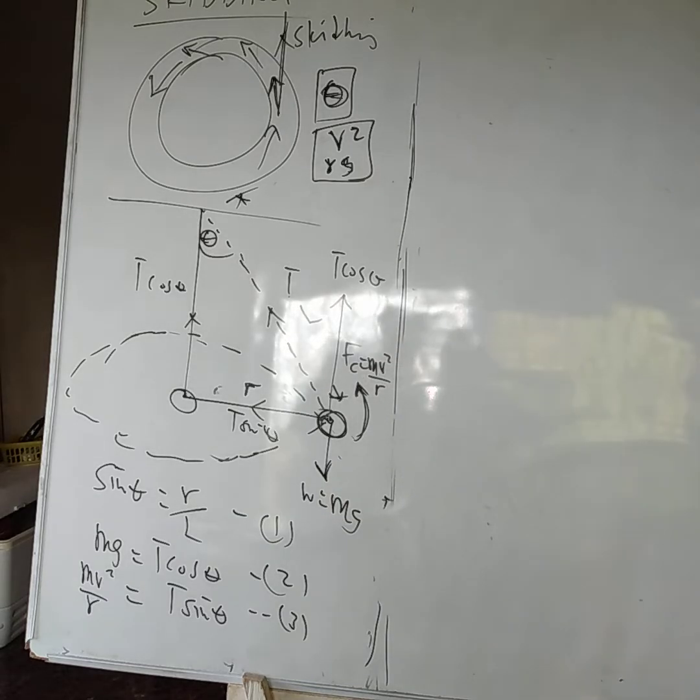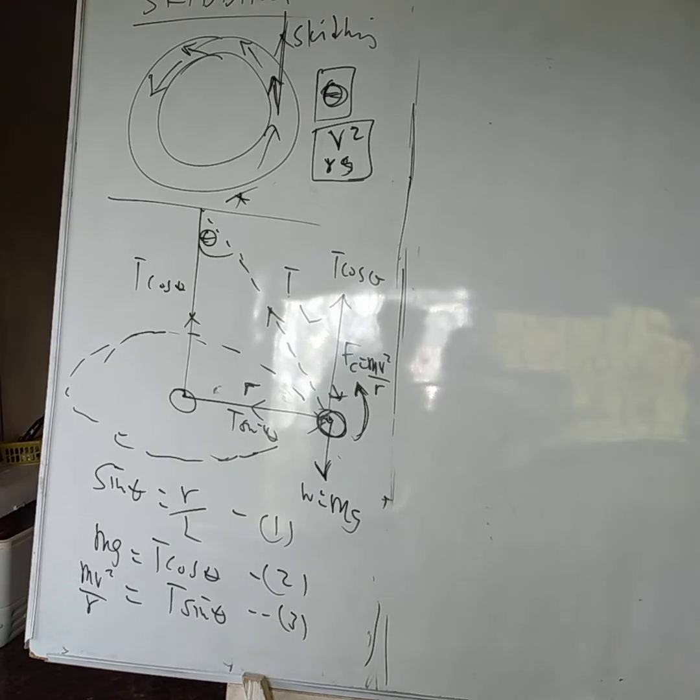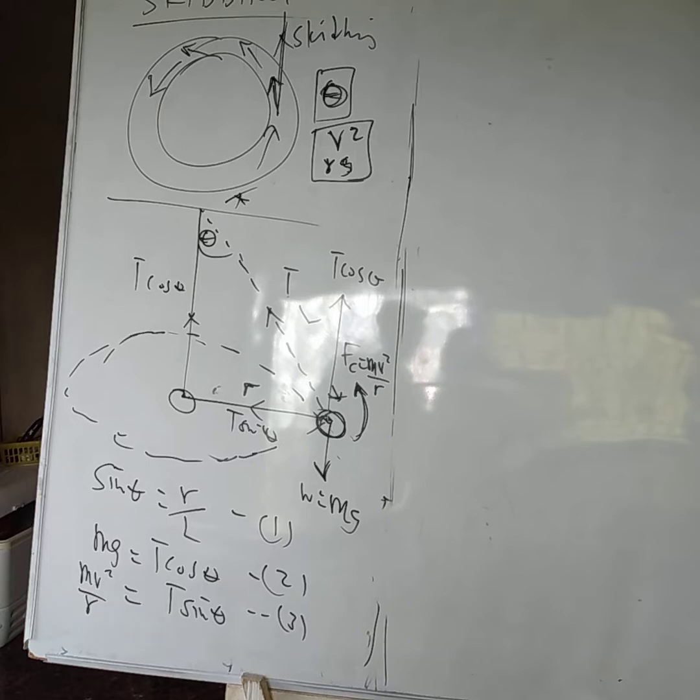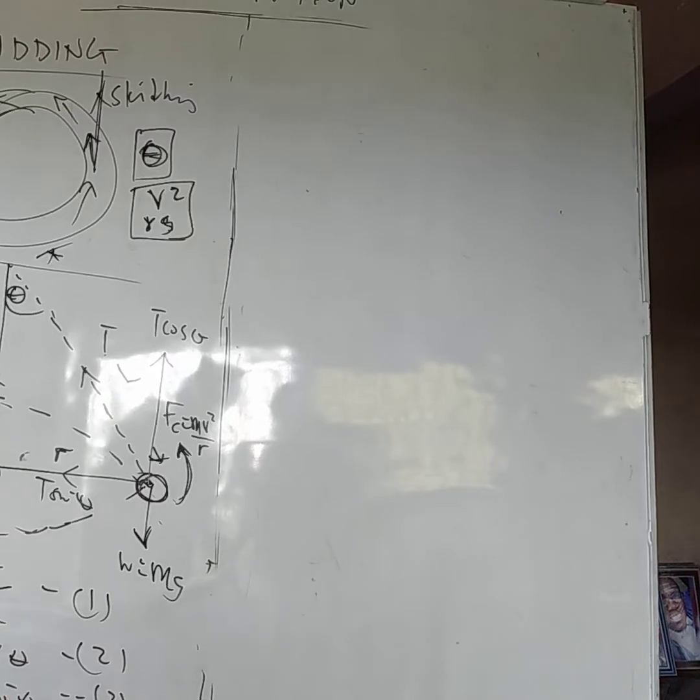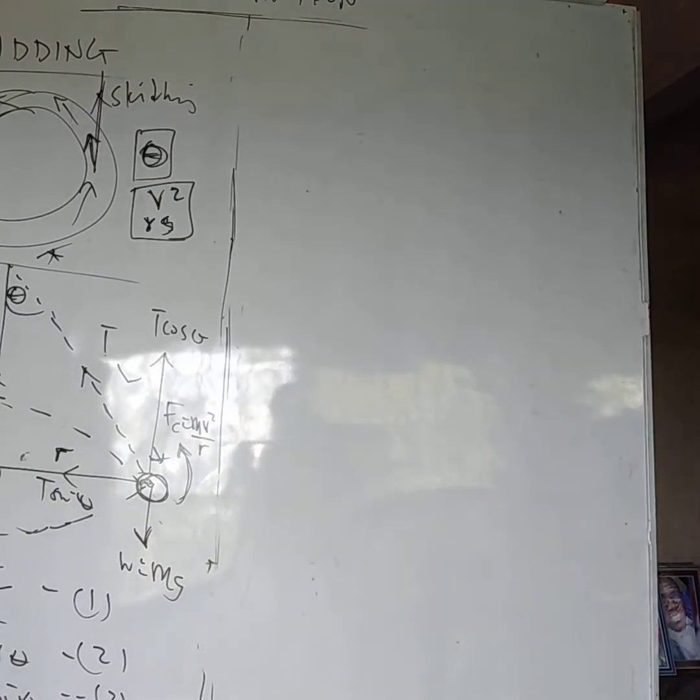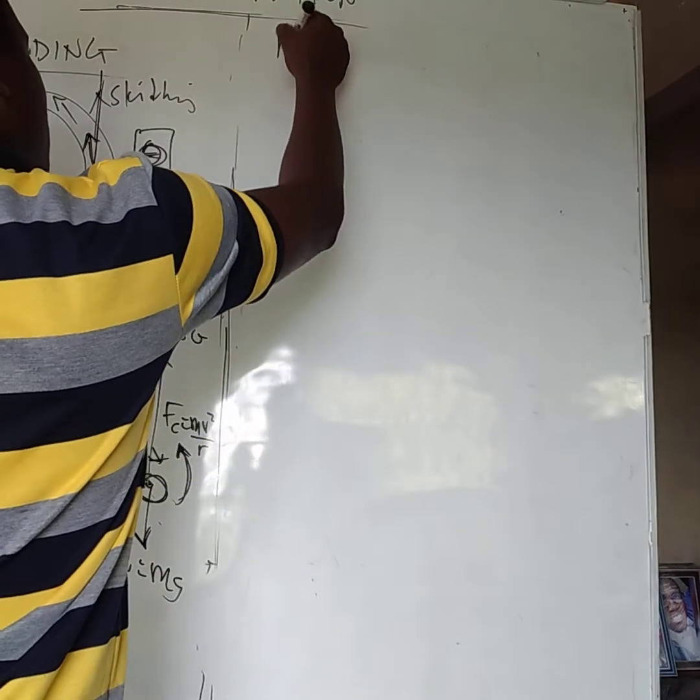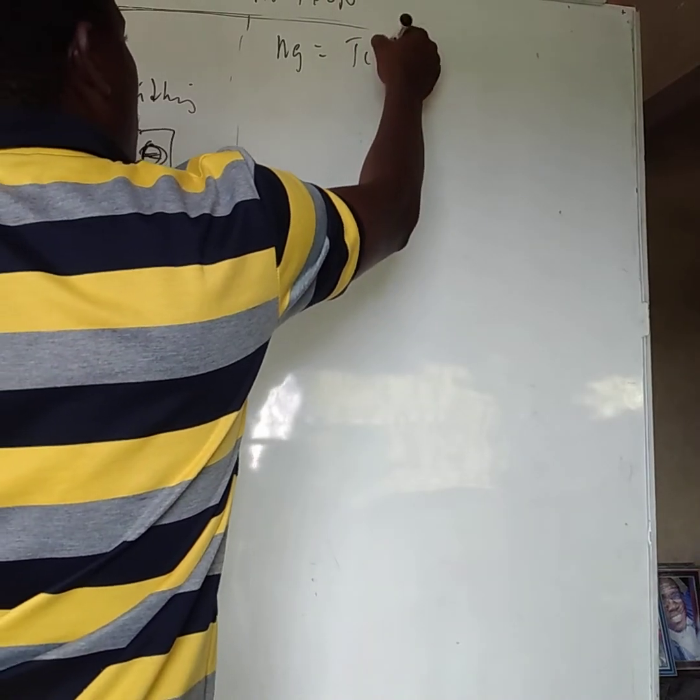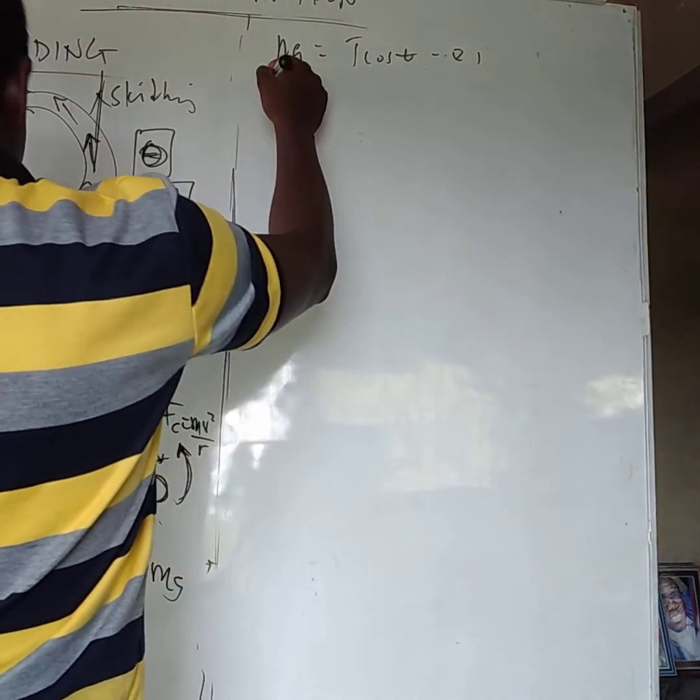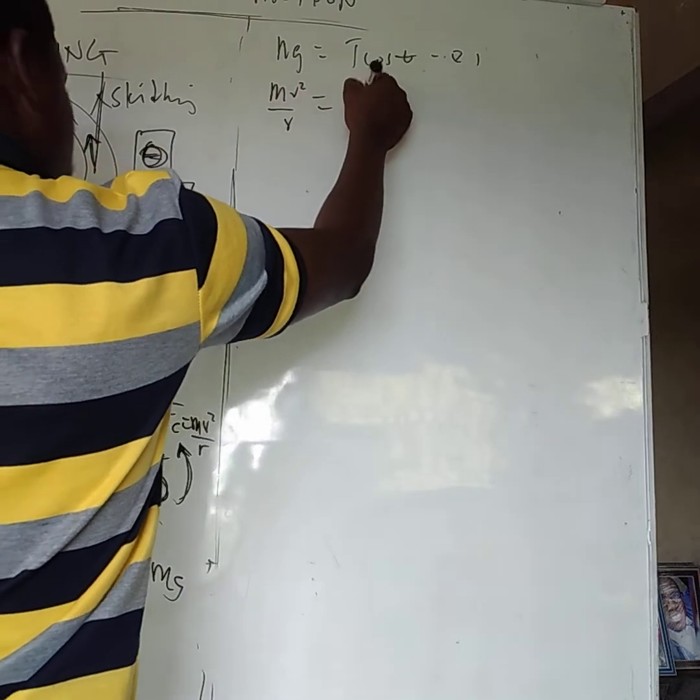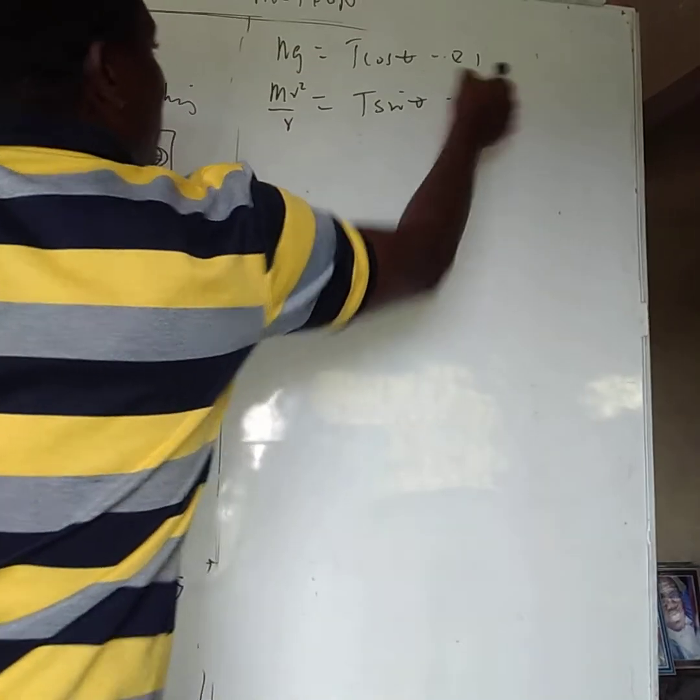We are going to use these 3 equations to derive our relation between theta, V, R, and then g, as indicated in the above diagram. All right, so now we have our 3 equations. So let us see what we can do to our 3 equations. First, we have mg equals T cos theta. That's our equation 2. Then we have mv squared over R equals T sine theta. This is our equation 3.